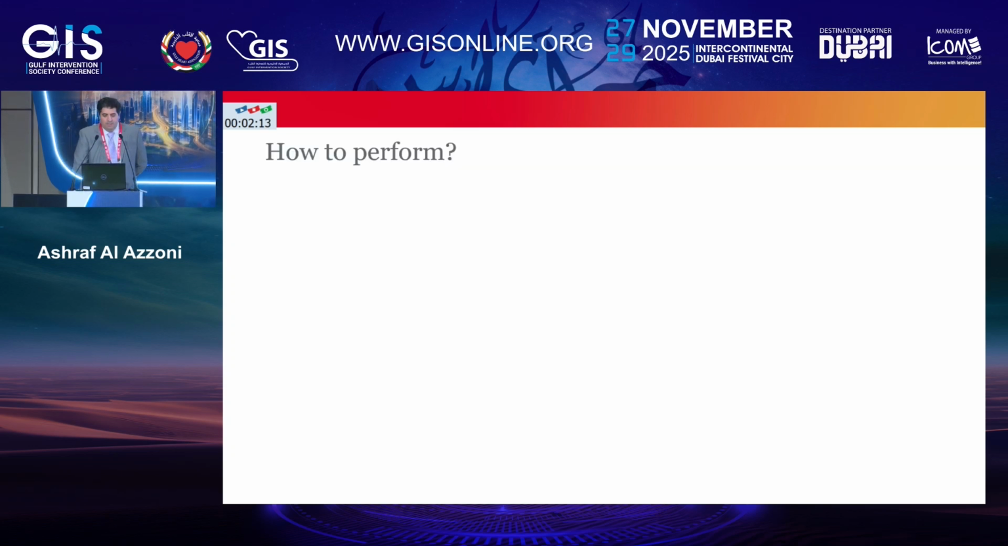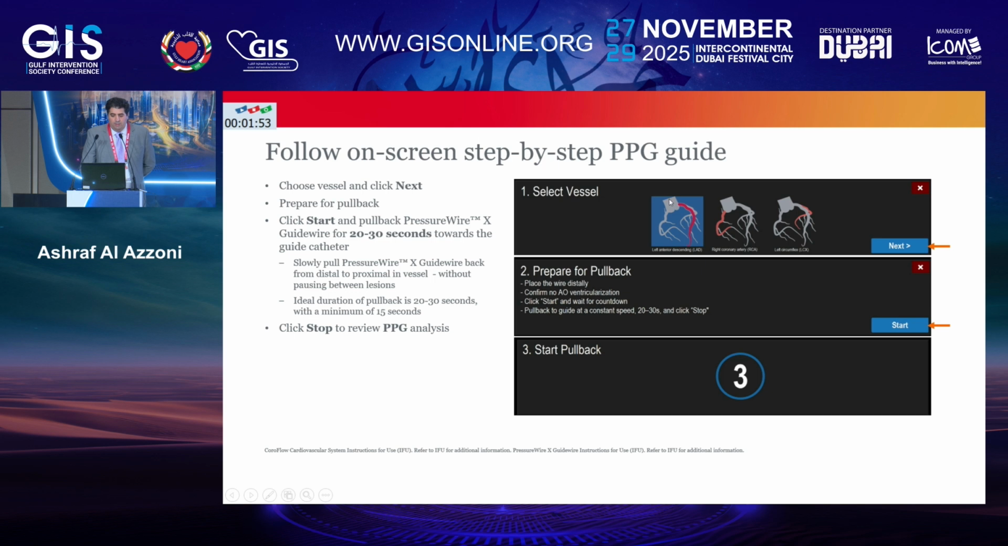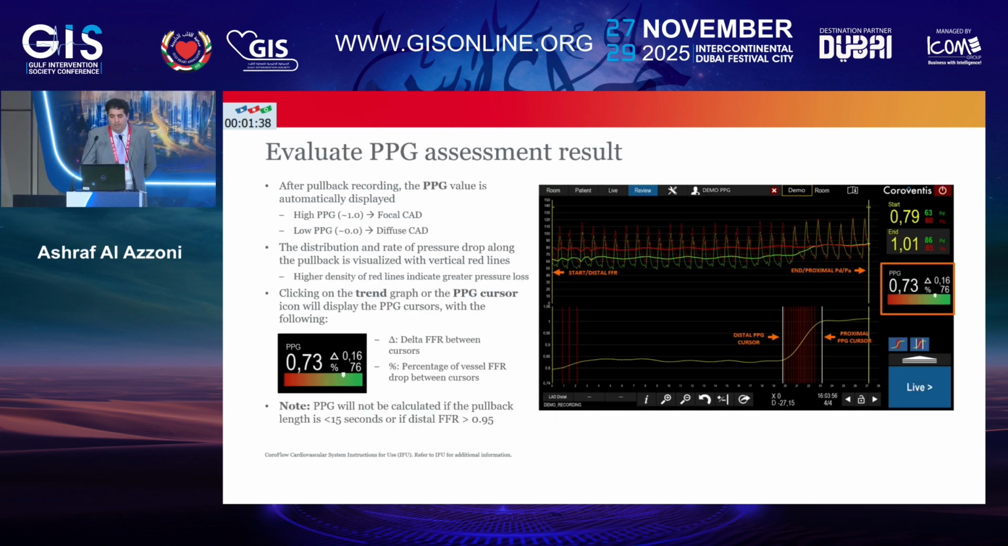So how to perform, I'll spend 2 minutes quickly going over this. It's super easy, especially for the ones who use FFR day in, day out. So essentially, after you finish doing the FFR, while you are doing the hyperemia with the intravenous adenosine, essentially you click on the PPG pullback here. It will quickly ask you quick questions, identify the vessel, and you will start your pullback. And the key here is you have to do a very slow pullback over 20 to 30 seconds, starting from distal to the lesion all the way back to the guide. And then once you click stop, it will give you the number.